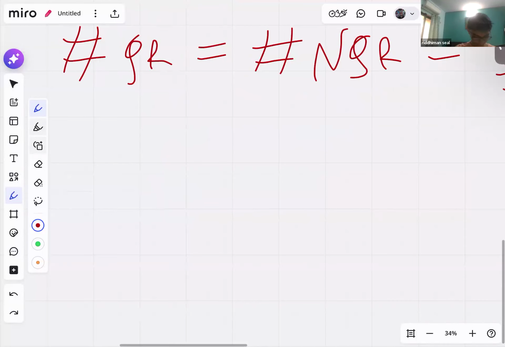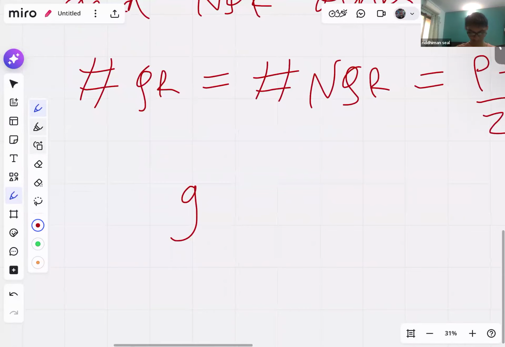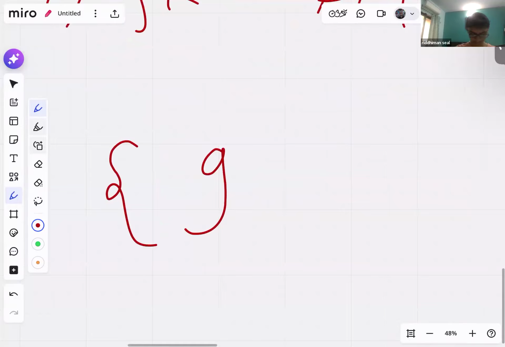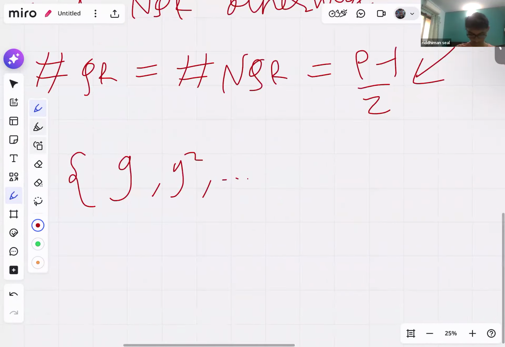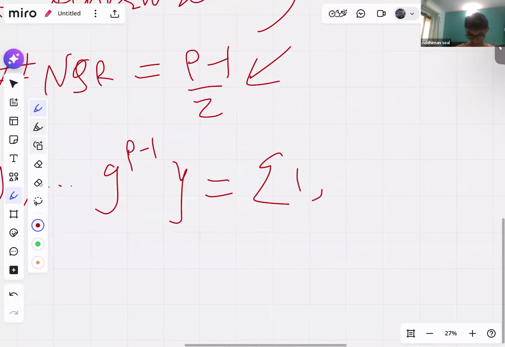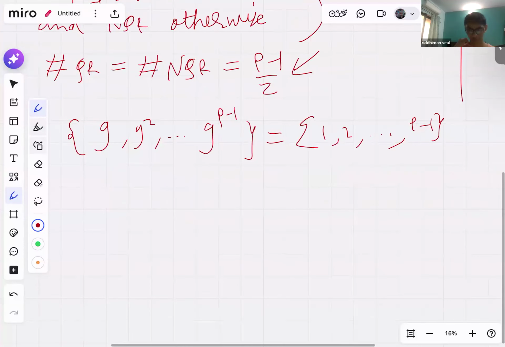I think the primitive root one is more straightforward. So consider this set of all numbers. Let g be a primitive root. So g, g squared, and so on up to g to the p minus 1. Does this make sense? Okay.